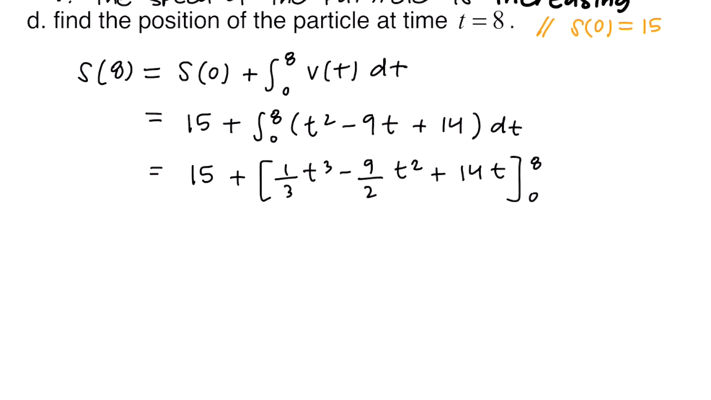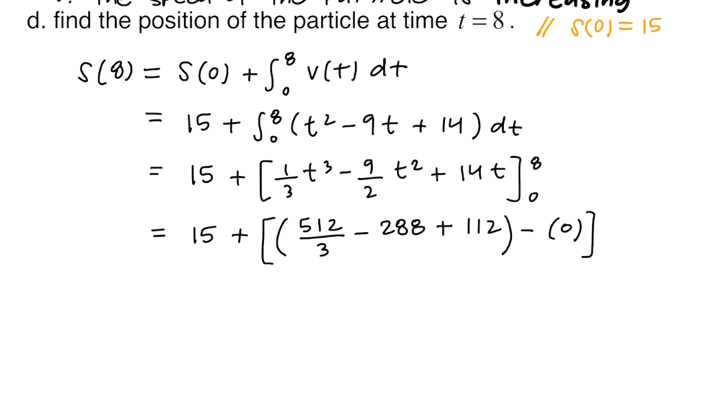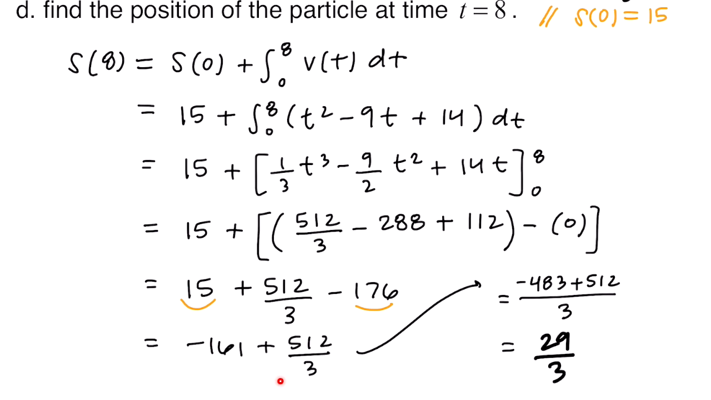So we integrate, and we get this for our position function. Now we're going to plug in 8 minus plugging in 0. When we plug in 8 here, we get 512 over 3. When we plug in 8 here, we get -288. And then here, 8 times 14 is 112. And then when we simplify this, we get the position of the particle when t equals 8 is 29 over 3.